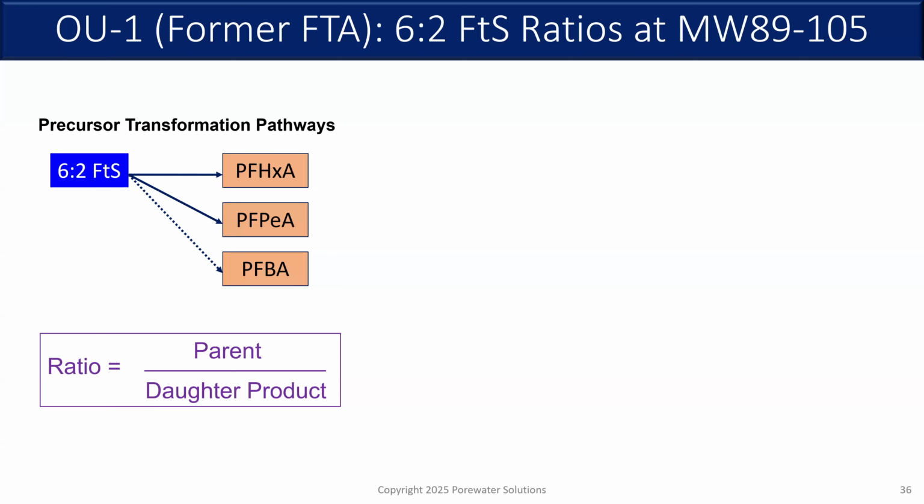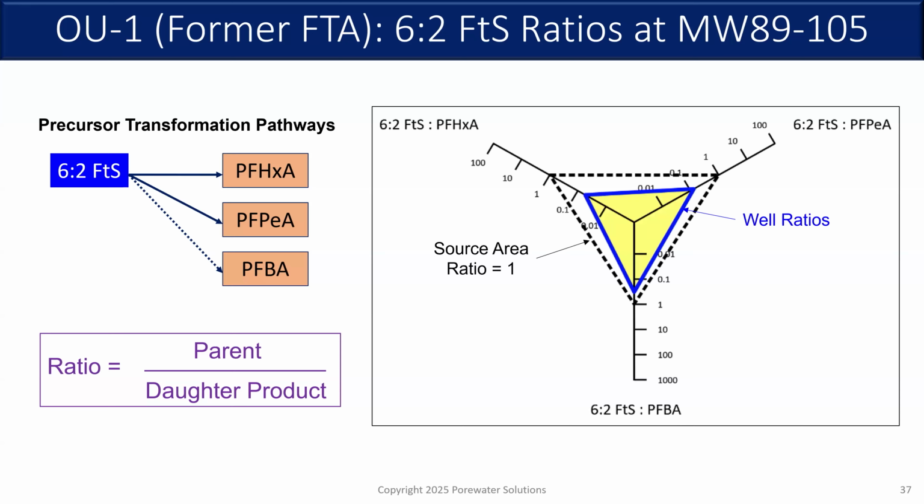And in terms of 6:2 FTS, probably the most common precursor I've seen at AFFF-impacted sites, there are actually 3 daughter products. PFHxA is produced with the highest yield. PFPeA is produced with a little bit less yield, but also fairly high. And then to a lesser extent, PFBA is produced. All 3 of those are produced during the biodegradation of 6:2 FTS. So if you look at ratios, we can put the parent, that's the precursor concentration, on the top part of the ratio, and we can put one of the daughter product concentrations on the bottom part of the ratio.